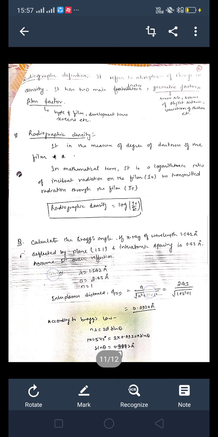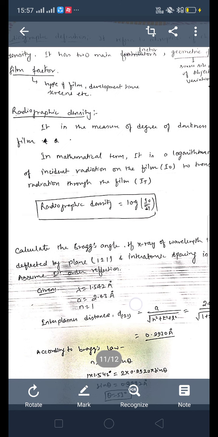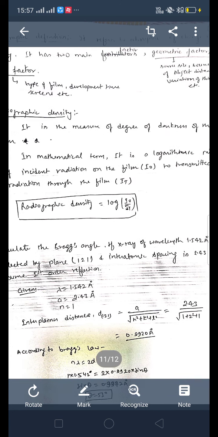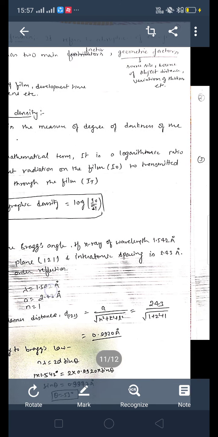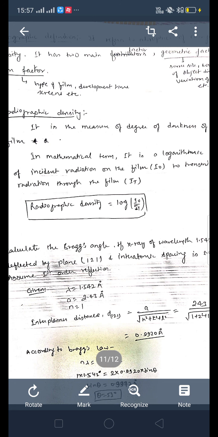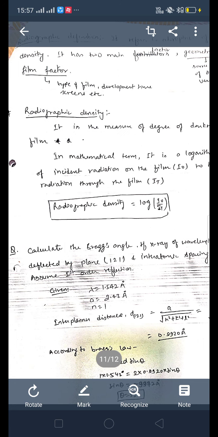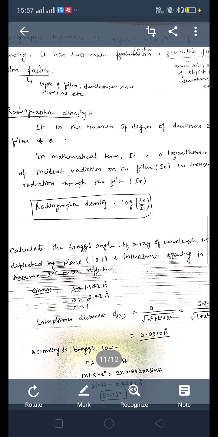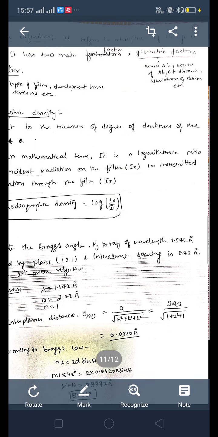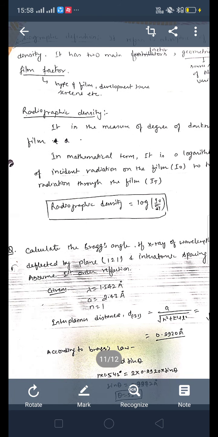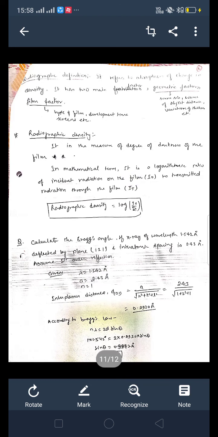The first question related to Bragg's law: calculate the Bragg's angle if an X-ray of wavelength 1.542 angstrom is deflected from plane (1 2 1), and the interatomic spacing is 2.43 angstrom, and assume the first order reflection. Once again I repeat the question, and we have to understand what data is given in the question. Calculate the Bragg's angle. We have to find the angle of the Bragg's law.